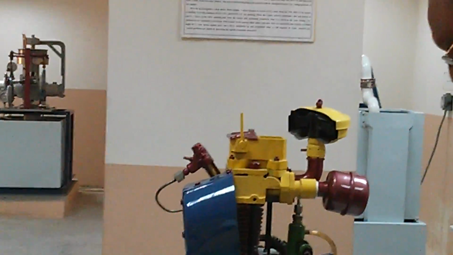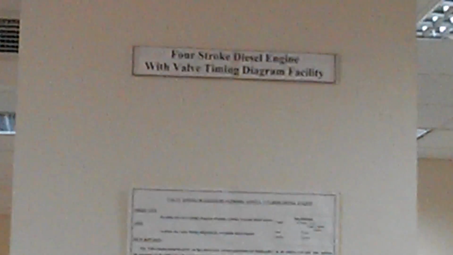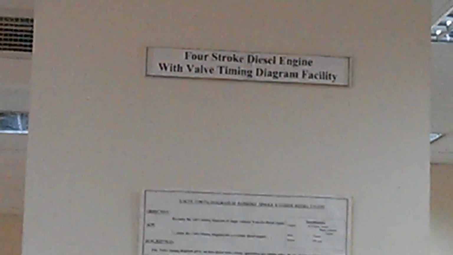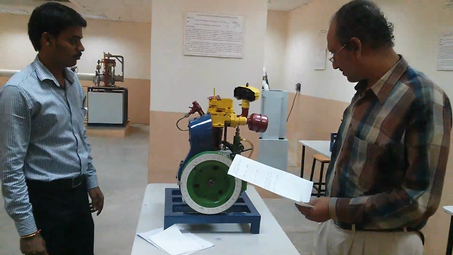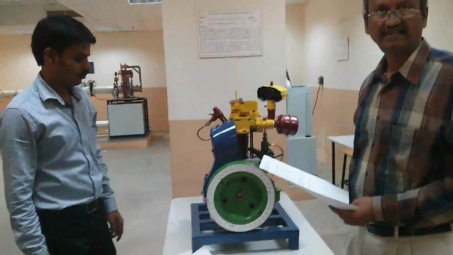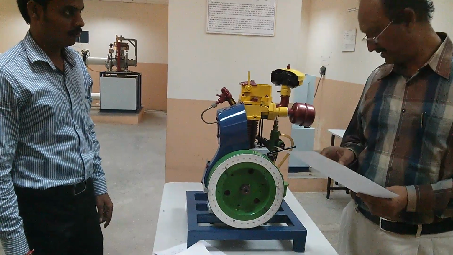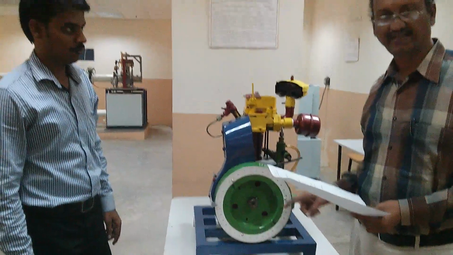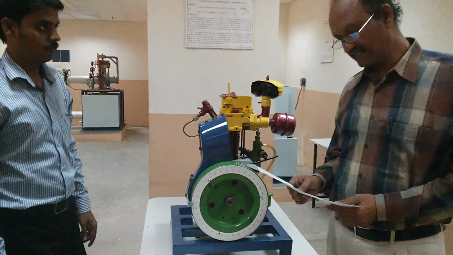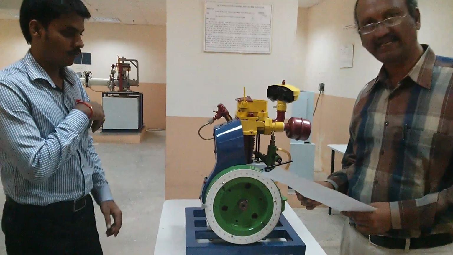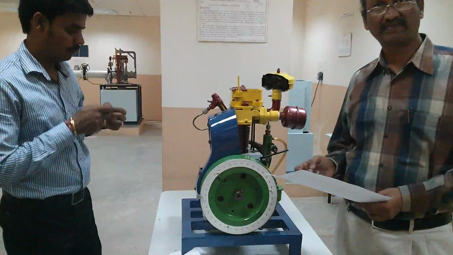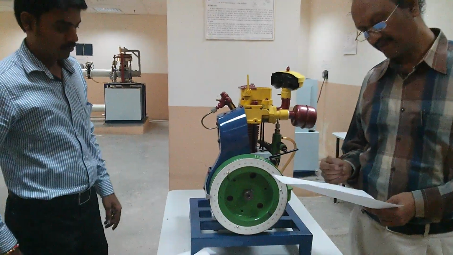In this experiment, the students are expected to draw the valve timing diagram for a 4-stroke engine. So we have a cut section model of a 4-stroke diesel engine. In the 4-stroke engine, the entire cycle of operation is completed in 2 rotations of the crankshaft, and it has 4 individual strokes such as suction stroke, compression stroke, power stroke and exhaust stroke.